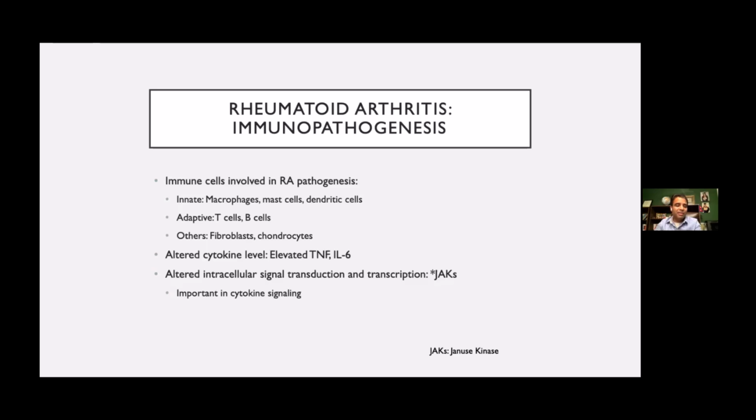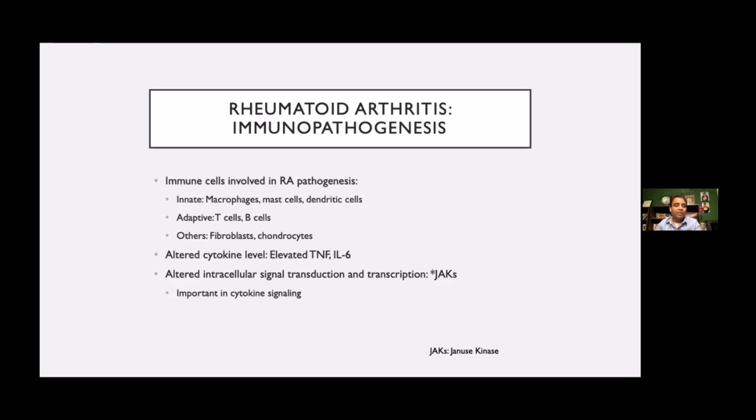Now, in immunology, we talk about two branches of our immune system. One is called the innate immune system. Some of the key players in the innate immune system include macrophages, mast cells, and dendritic cells. These are the cells that are important in rheumatoid arthritis pathogenesis. And in the adaptive arm, the T cells and the B cells are the most important players.